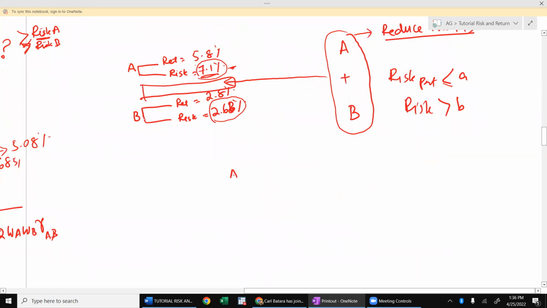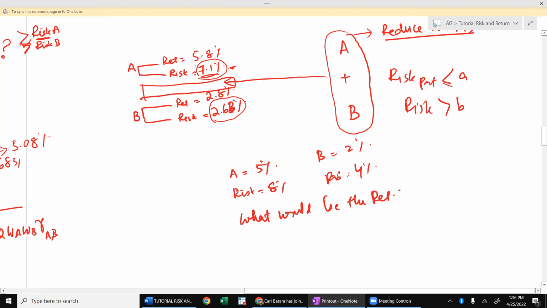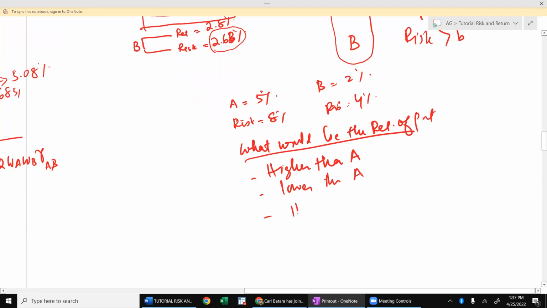So in the test, if I don't give you any calculation, and I say security A has a return of 5% and a risk of 8%, and security B has a return of 2% and a risk of 4%, and I ask you just theoretically what would be the return of the portfolio, I can ask you: higher than A, lower than A, higher than B, or lower than B. What would be your answer?